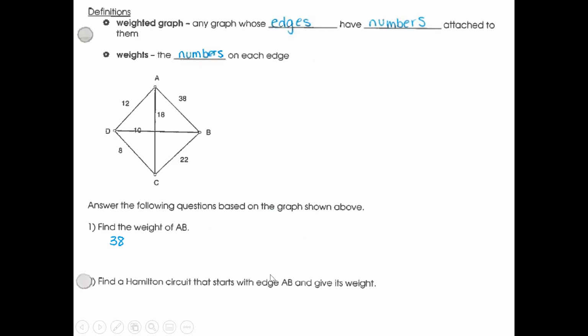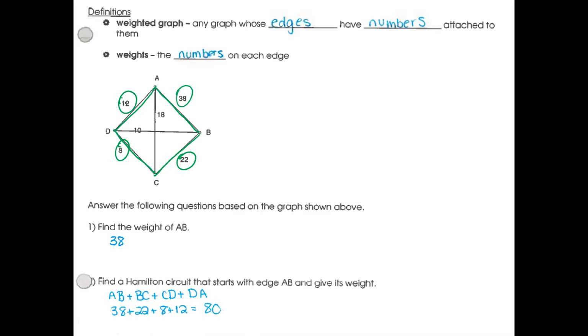Find a Hamilton circuit that starts with edge AB and give its weight. So if I start off with AB right here, plus BC, plus CD, plus DA, what that means is I take 38 plus 22 plus 8 plus 12 and add them together, which gives me a total of 80. And that is the weight for the Hamilton circuit that starts with edge AB and ends with DA, because it touched every single vertex of this diagram.